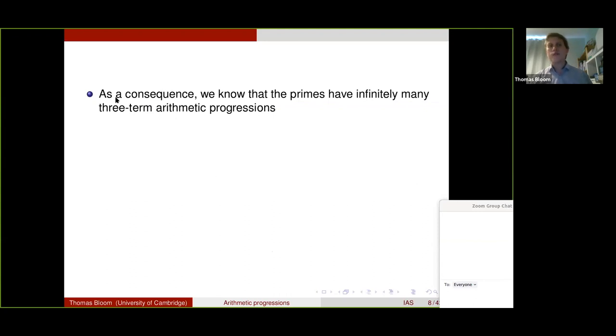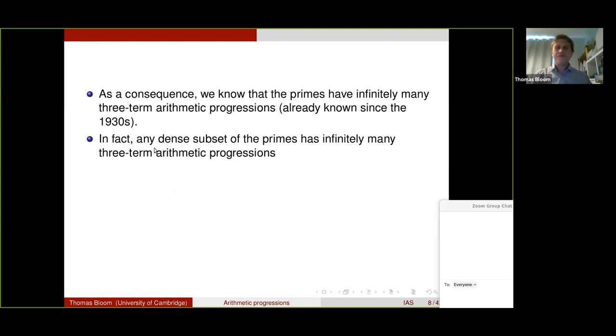As an immediate consequence, we know that the primes have infinitely many three-term progressions, right? Because as is very classical, the sum of the reciprocals of the primes diverges. Even though they're fairly sparse, there's enough of them so that the sum of the reciprocals diverges. But that was actually already known since the 1930s. So Vinogradov, Estermann, and van der Corput, using the circle method, actually proved that already about primes. And in fact, we can deduce something stronger, that if I take any dense subset of the primes, then that has infinitely many three-term arithmetic progressions.